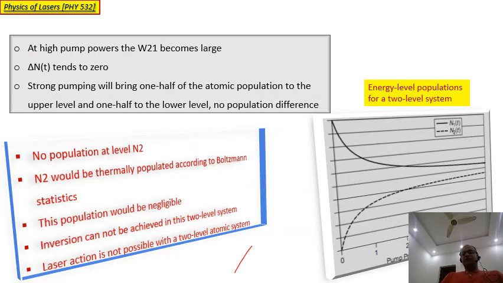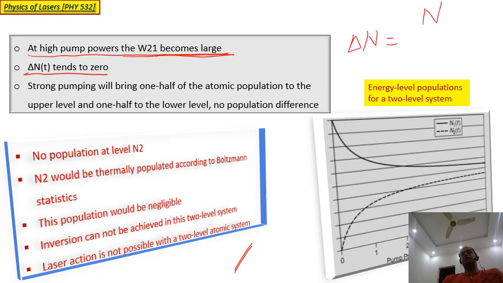हाँ जी, इसमें क्या कहा जा रहा है कि at high pump power, omega to 1 or W to 1 become large, obvious, अगर पंप पावर बहुत ज़्यादा होगी. ठीक है, in this case delta n tends to 0. उसी इक्वेशन को आप कंसीडर करेंगे, delta n is equal to n naught over 1 plus 2 omega to 1 tau to 1.